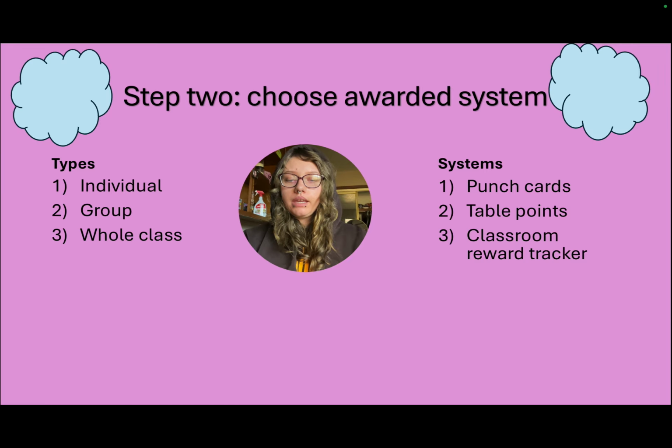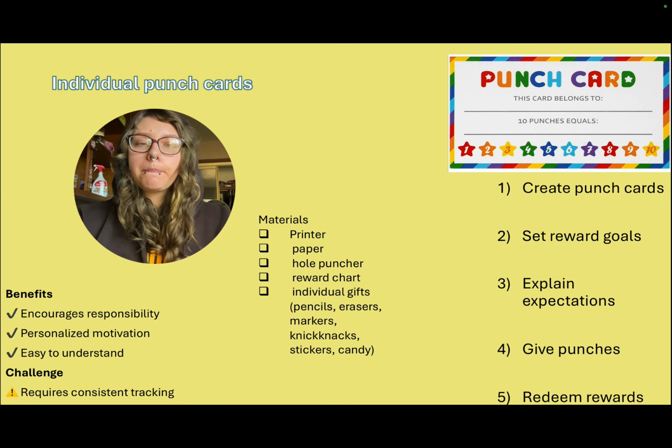After identifying the behaviors you want to encourage, the next step is choosing a reward system that fits your classroom needs. There are many types of reward systems to choose from, but in this video, I will focus on three common options: an individual reward system, such as punch cards, a group reward system, such as table points, and a whole class reward system, such as a classroom reward tracker, in this case, a jar and marbles. Each system has different strengths and can be effective depending on your students, classroom goals, and your own teaching style. Once you choose a reward system, you can then gather materials and begin setting up.